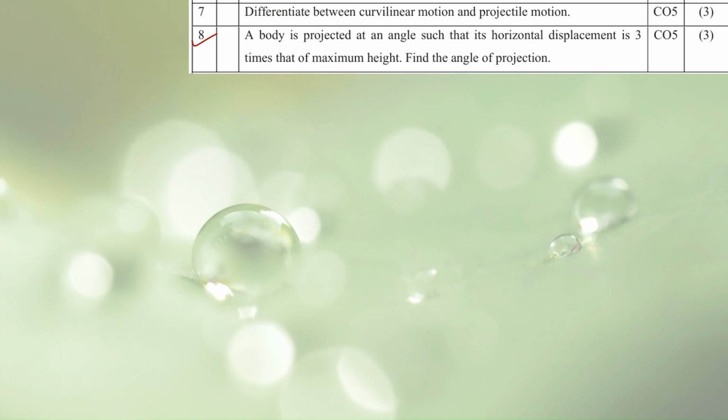Next question. A body is projected at an angle such that its horizontal displacement is 3 times that of maximum height. Find the angle of projection. What is the equation for maximum height in a projectile motion? That is u square sine square theta divided by 2g. And the equation for range, range means the horizontal displacement, is u square sine 2 theta divided by g.